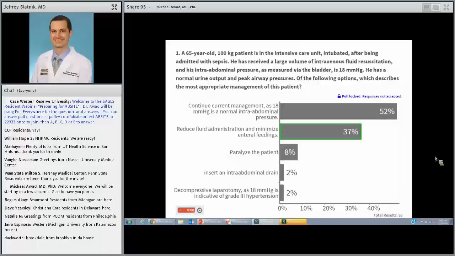There's really no need at this point to paralyze the patient or do a decompressive laparotomy as he's still having normal urine output and peak airway pressures. So it is certainly elevated.